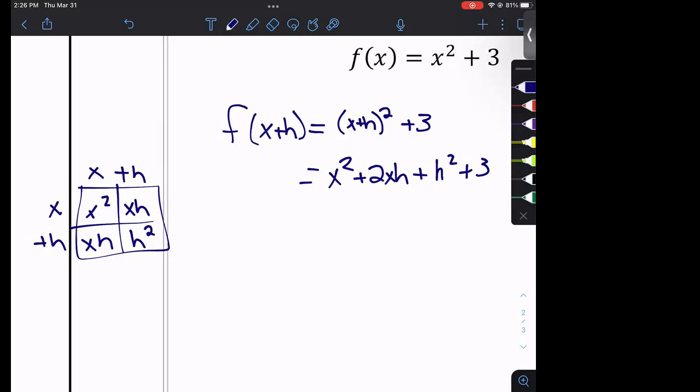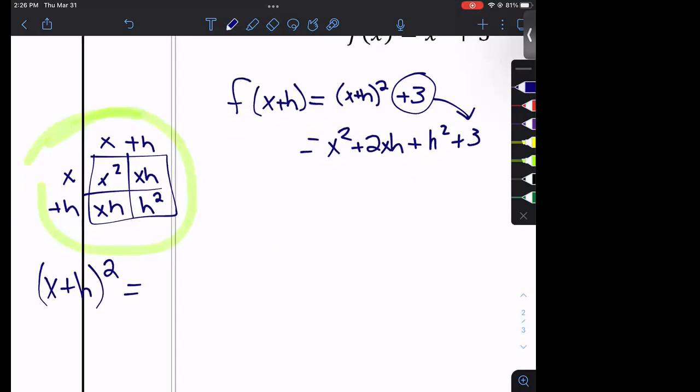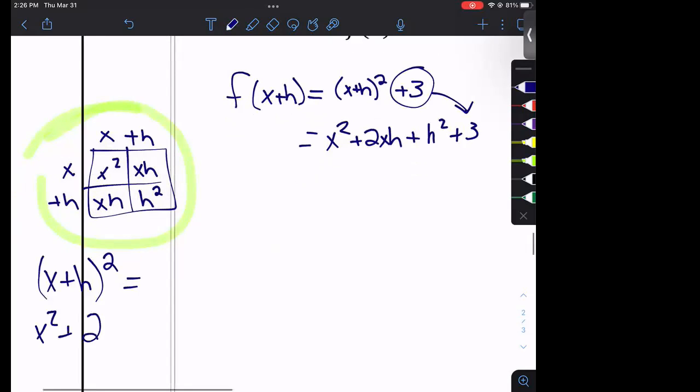So that's going to give us x squared plus 2xh plus h squared. And then don't forget this plus 3 comes down at the end. So this right here is something that you'll do on a lot of problems. Sometimes I have students just write it out to the side that (x plus h) squared equals x squared plus 2xh plus h squared, just so you're not having to box it over and over and over again, because we are actually going to do this on a lot of problems today in preparation for the final exam.